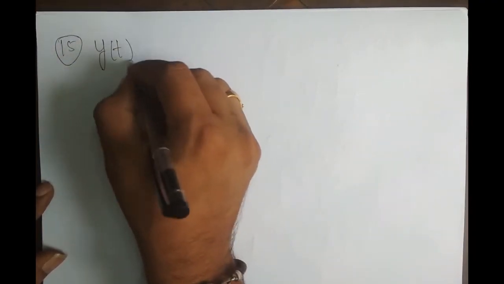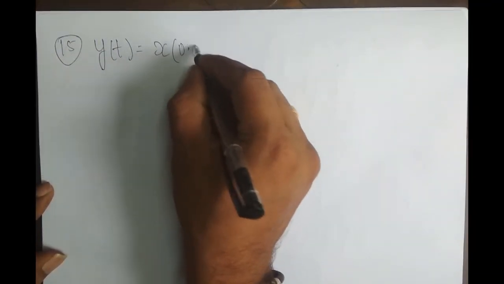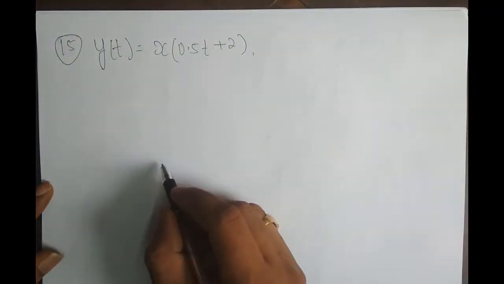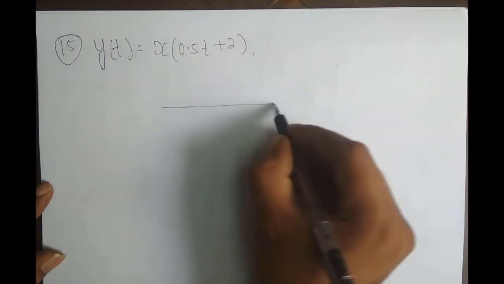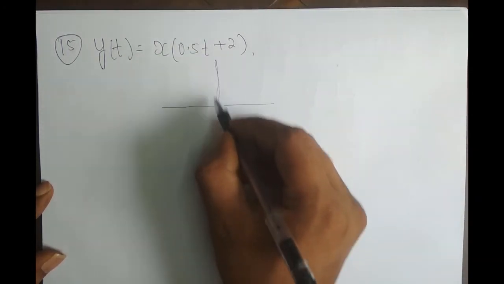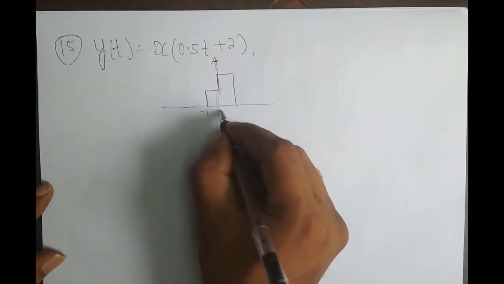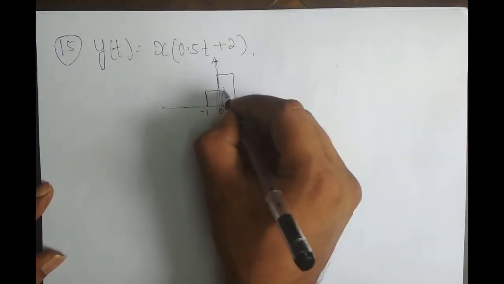So next we shall take up the 15th problem. So 15th problem, number 15. Y of t is equal to x of 0.5t plus 2. So again this involves the precedence rule, right? So before that we'll try to sketch x of t. So minus 1, 0, 1. This is t. Amplitude is 1, amplitude is 2.